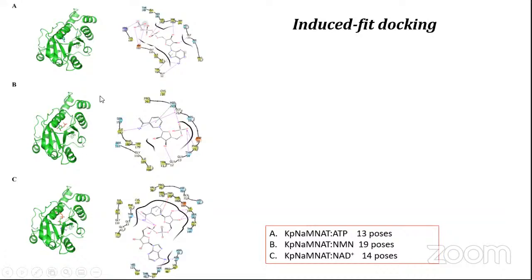Basically, induced fit docking also shows us some different poses. A represents KP-NAMNAT in the presence of ATP, then this is KP-NAMNAT in the presence of NMN, and KP-NAMNAT when bound to NAD. We could see that the forces that stabilize them are majorly van der Waals forces and hydrogen bonds, which stabilize the binding of these ligands to the site.